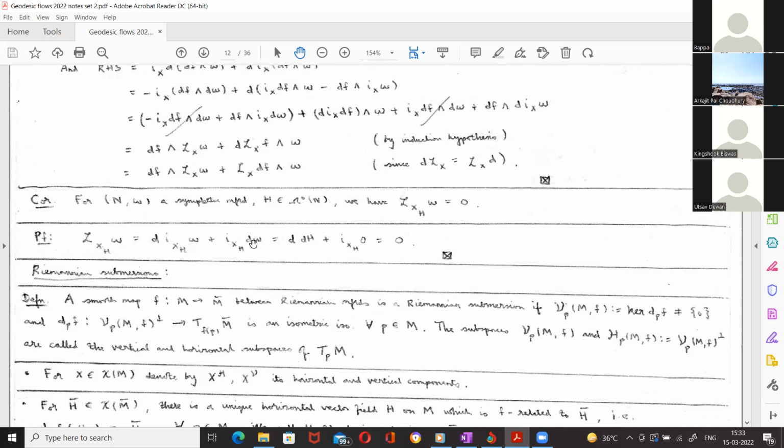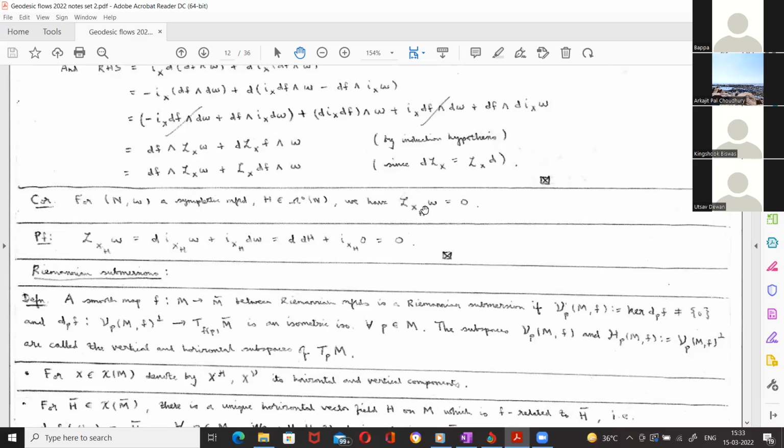Omega is a symplectic form, which means omega is a closed 2-form. So d omega is 0. So this becomes d of dH plus i_{X_H} of 0. So the first term is 0, the second term is 0. So this is 0. Is this clear? So therefore, what does it say? It tells us that the flow of any Hamiltonian vector field preserves the symplectic form, because the Lie derivative is 0.